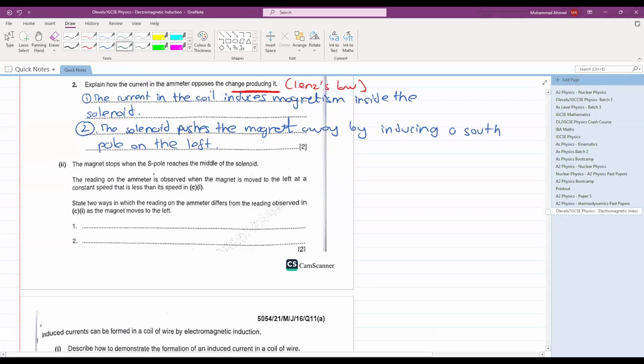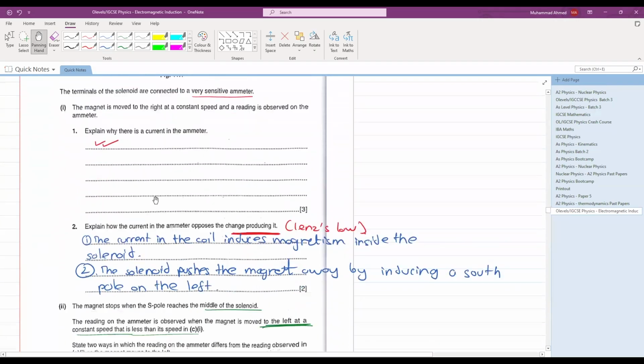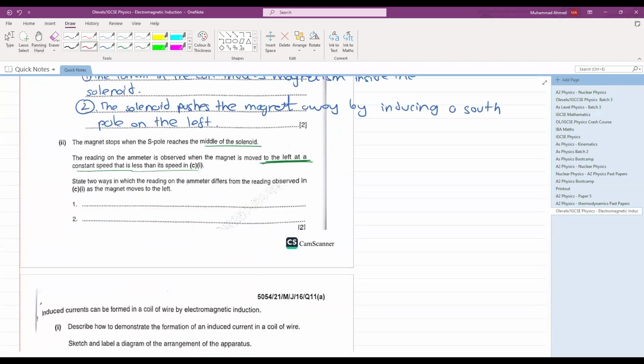Now let's read this. The magnet stops when the south pole reaches the middle of the solenoid. Okay. The reading on the ammeter is observed. When the magnet is moved towards the left at a constant speed that is less than the speed in C1, you are pulling the magnet away but at a lesser speed. State two ways in which the reading on the ammeter will be different. First of all, it will be in the opposite direction since you are pulling the magnet now. And secondly, it will have a lesser magnitude. Why? Because you are pulling it with a lesser speed.